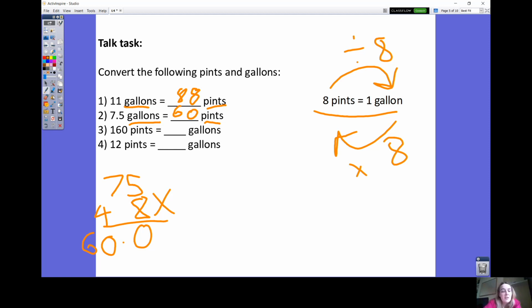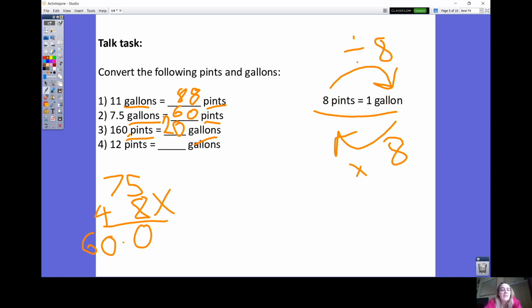This time, you'll notice you've now converted from pints to gallons. To go from pints down to gallons, you have to divide by 8. So you have to divide 160 pints by 8 to get what it is in gallons. 160 divided by 8 is equal to 20. So it's 20 gallons here.